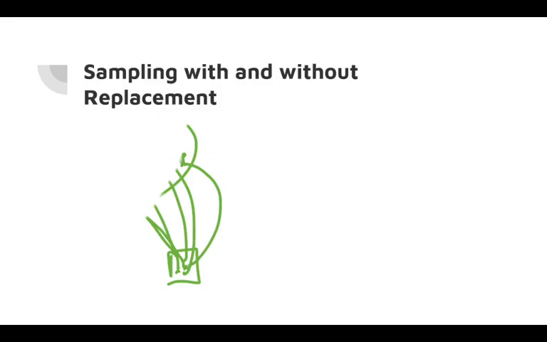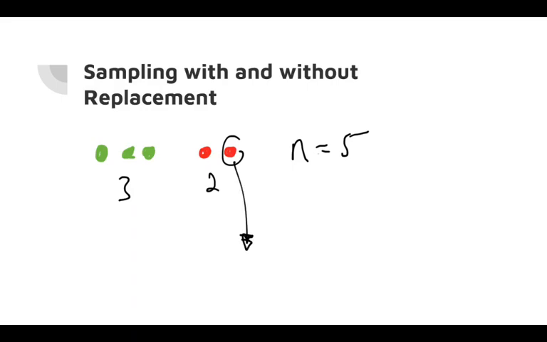Let me show you a more concrete example. Let's say we have 3 greens and 2 red balls. My total number here, n equals 5, and I have 3 greens and 2 reds. If I took a sample right now, let's say I randomly reached in there and I happened to pull out one of these reds. So I pull out a red.